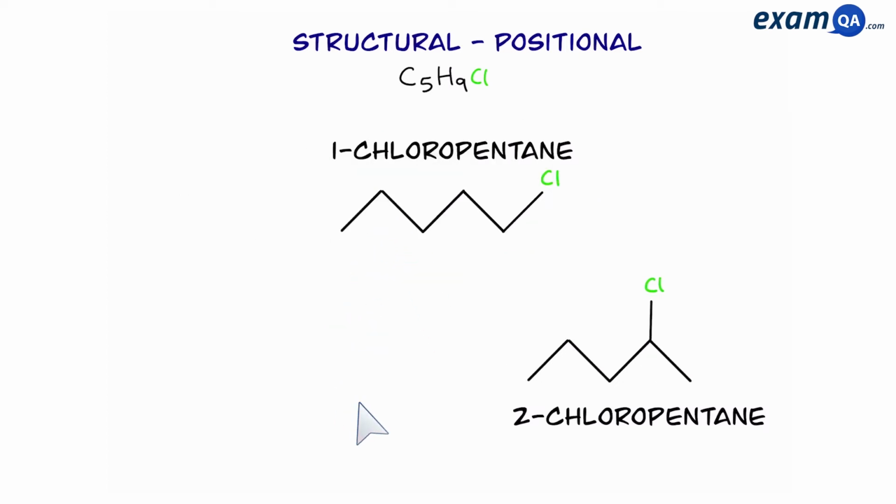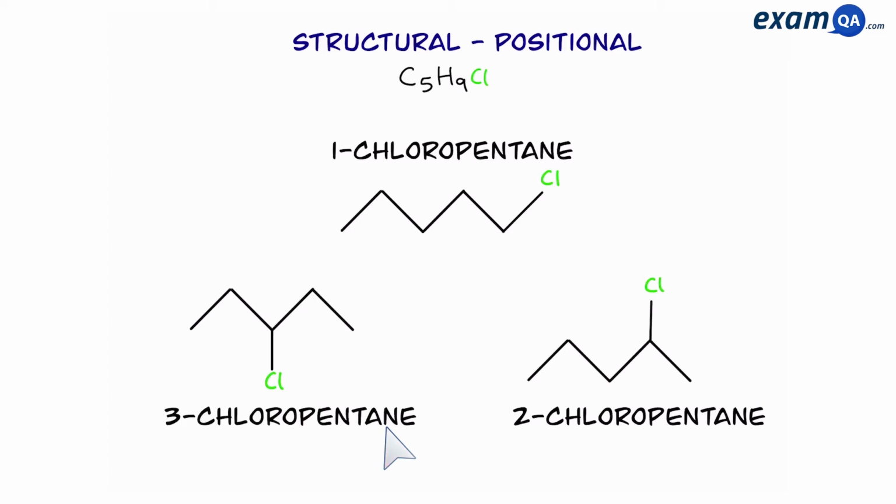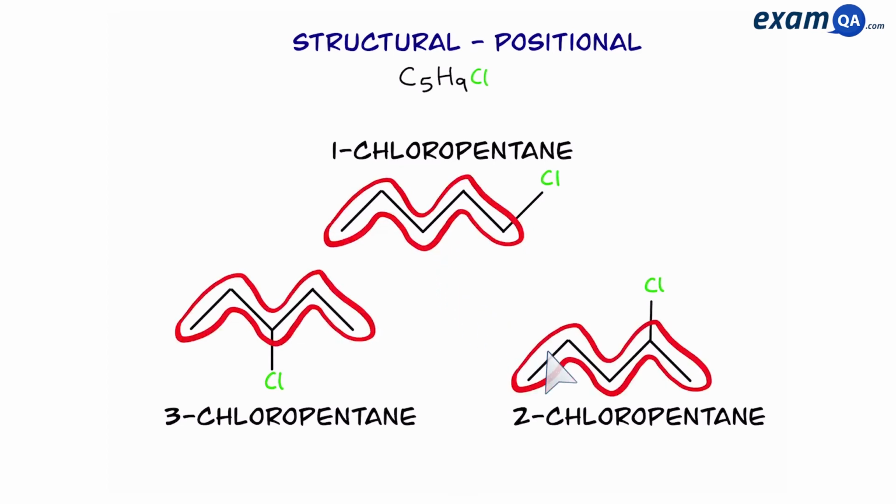Again, this is not the only example. We could also have 3-chloropentane. All three of these molecules have the same molecular formula, C5H9Cl, and also the same chain. However, the position of the functional group has changed from carbon 1 to 2 to 3.